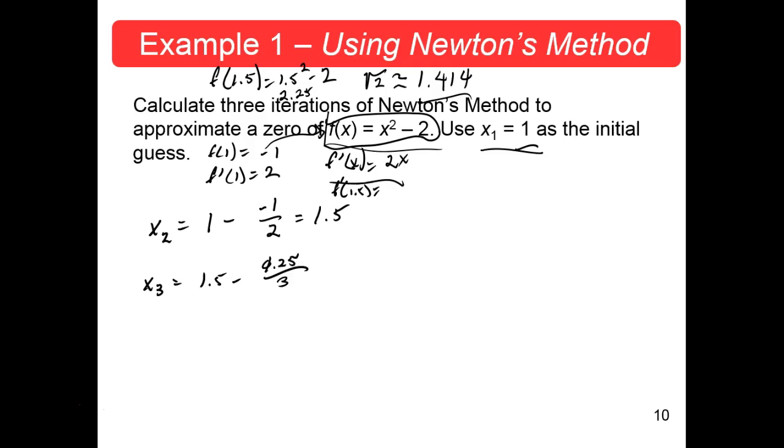1.5 minus 0.25 divided by 3. I don't want to keep doing these in my head. It's not that hard, but it's just a pain in the neck. 1.5 minus 0.25 divided by 3. Now, let's see. I think this we call our first iteration. This is our second iteration. Okay, we'll do one more after this one. So what does this become? 1.5 minus 0.25 divided by 3.